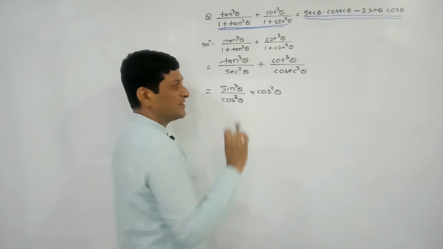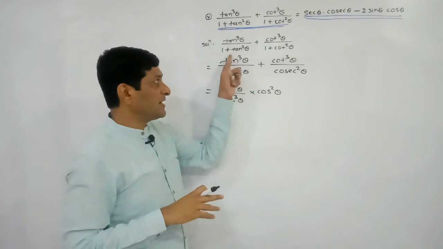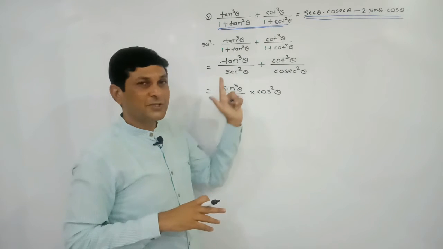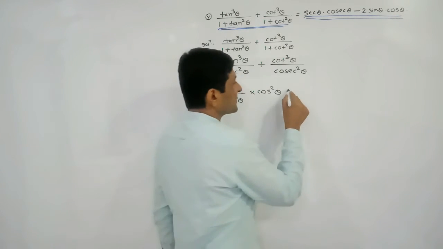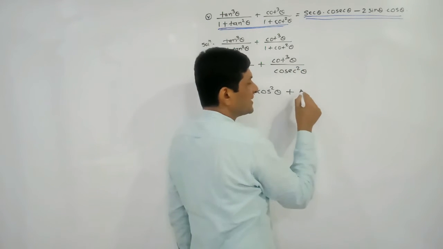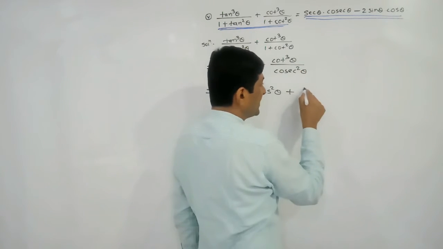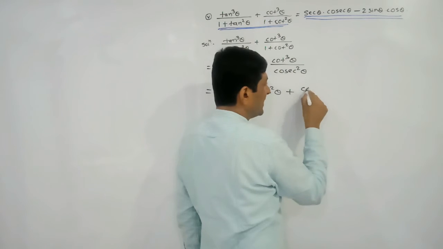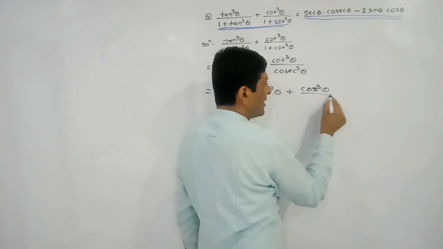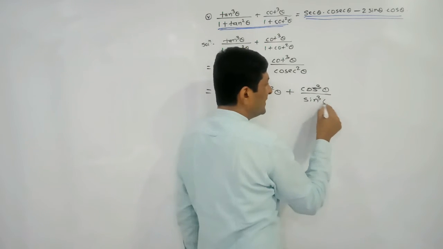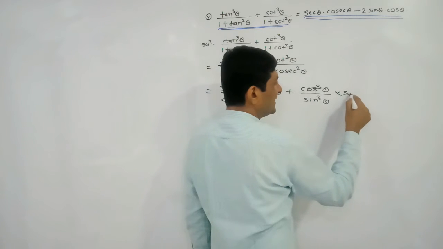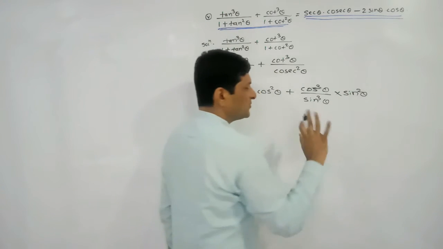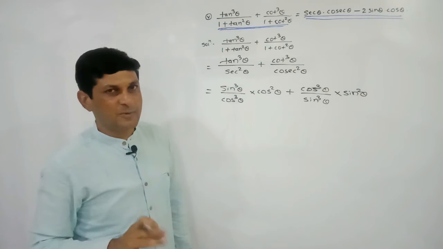Reciprocal of sec square is what? Cos square. Just we have converted tan cube in terms of sin and cos, and sec square in terms of cos. Now cot cube, cot can be written as what? Cos upon sin. So cot cube can be written as cos cube theta upon sin cube theta, and if we take the reciprocal of cosec square, we will get what? Sin square theta. Just we are using the interrelation between trigonometric ratios.